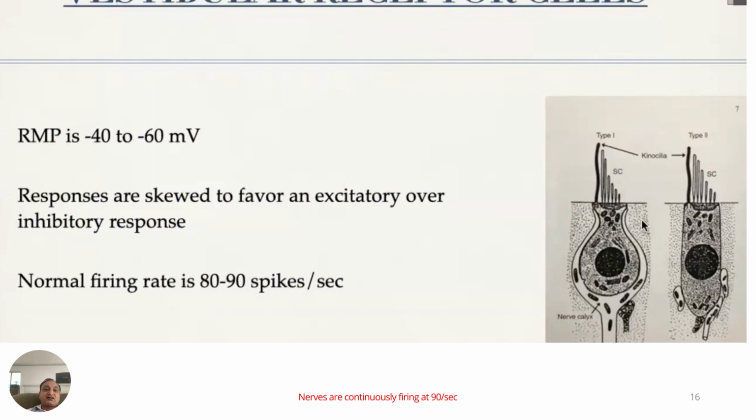The hair cells are constantly firing at around 90 spikes per second. However, when there is a head rotation or any translational movement, the firing rate changes. So if it's bent towards the kinocilium, it's excitatory because of depolarization, and if it is away from the kinocilium towards the stereocilia, it is inhibitory in nature.